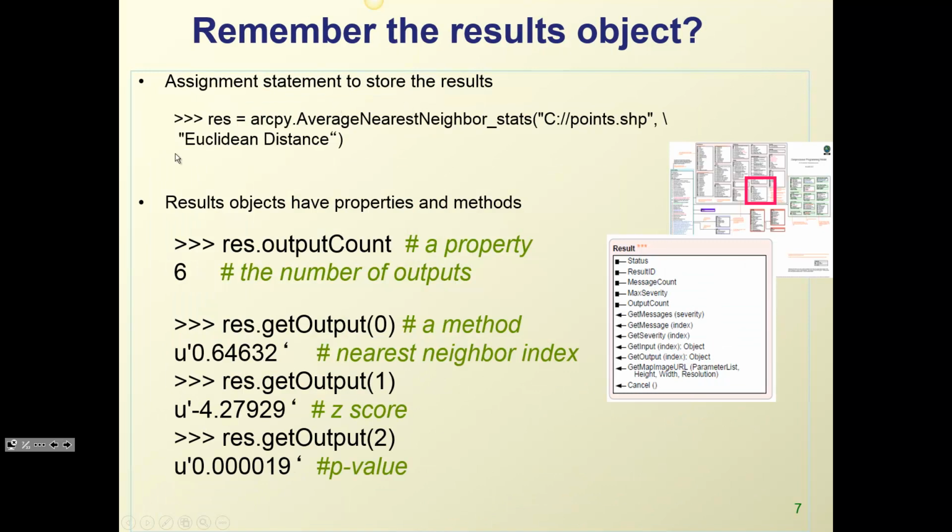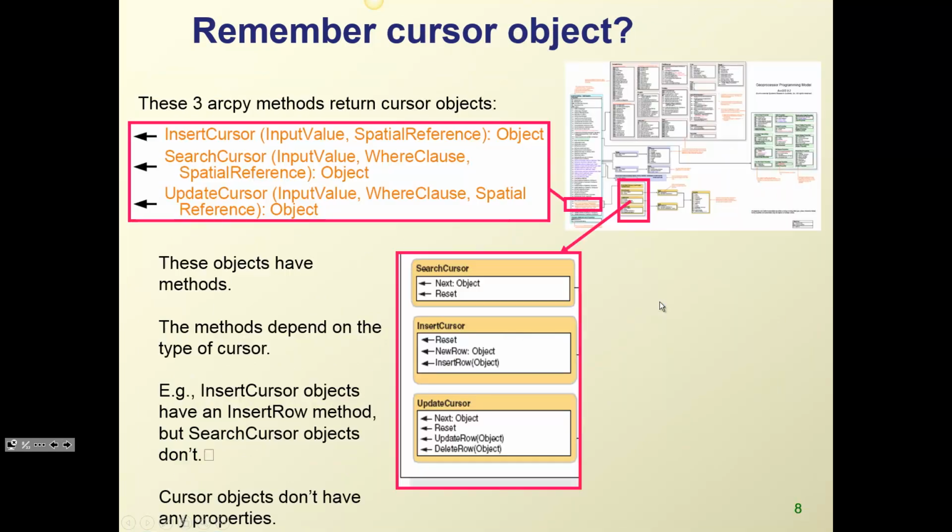Here's another example. It's a result object. ArcPy tools return result objects. Average nearest neighbor, it's returning 6 outputs. That's another example of an object that we've worked with. Of course, cursor object, the next and the reset, all row function.